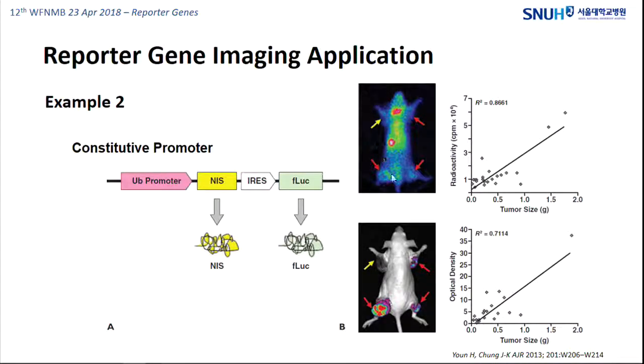So in this case, we measured the tumor size and the signal intensity from the scintigraphy, and also we measured the tumor size and the optical density. There is a very good relationship between the tumor size and the signal intensity, especially for the nuclear imaging. The scintigraphy shows an R-square of 0.86. Compared to the optical imaging, because of the penetration depth, I think in this case the nuclear medicine imaging shows a better relationship with the tumor size.